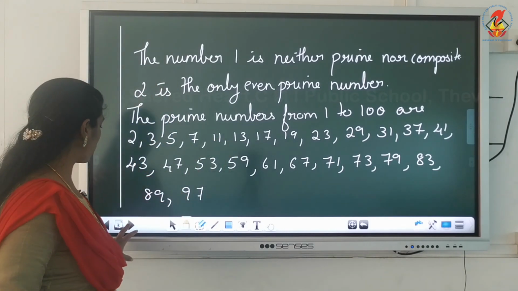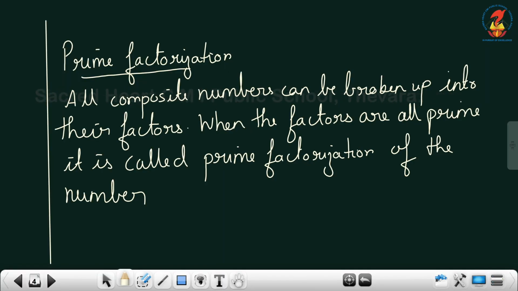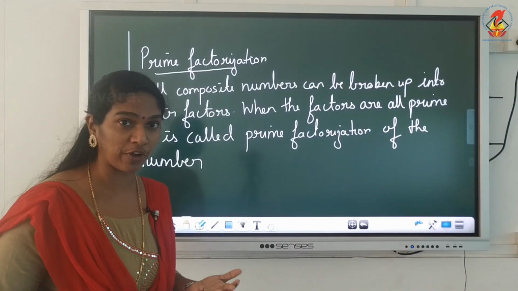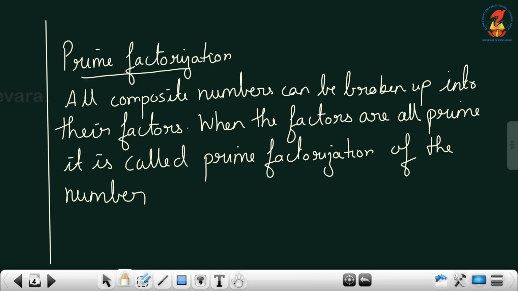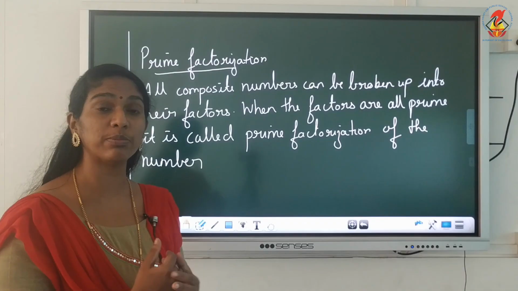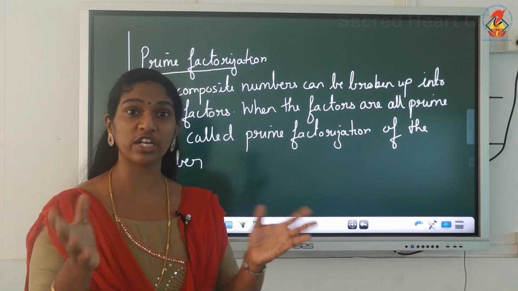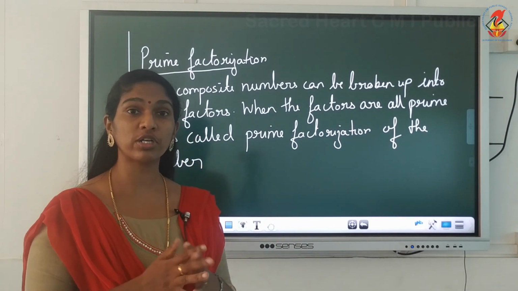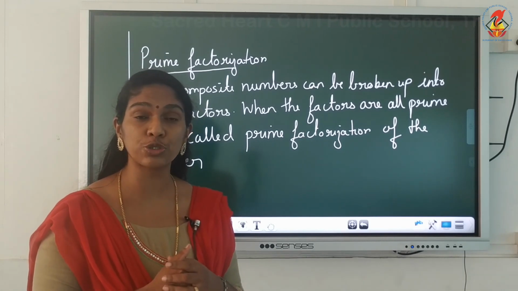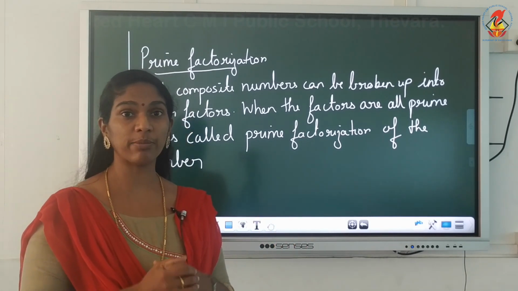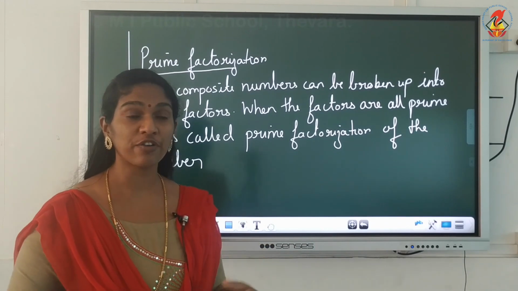Okay. Now we are moving on to the next topic, that is prime factorization. What is prime factorization? All composite numbers. What is a composite number? The numbers which have more than 2 factors, right? All composite numbers can be broken up. You can split them into their factors. Suppose you take the number 12. You can write 12 as 3 into 4. Yes, you can split it. What about 12 again? You can write it as 6 into 2. You can split a composite number into its factors. That is what they are saying.